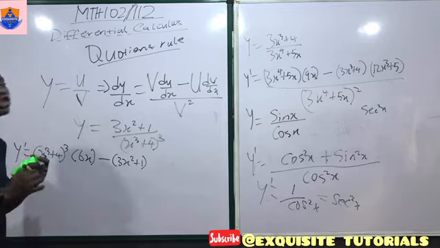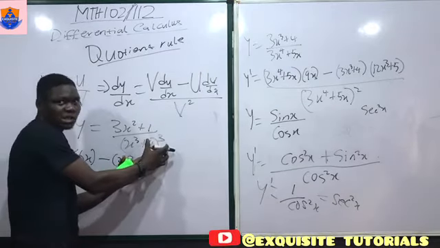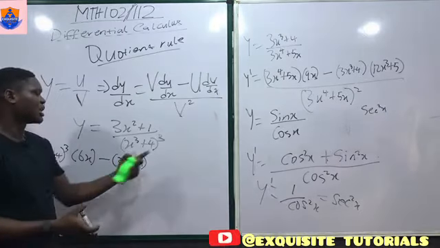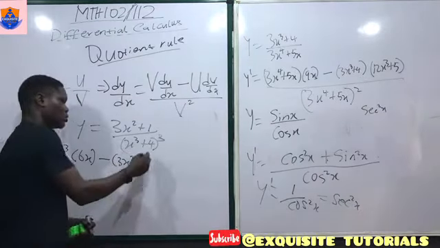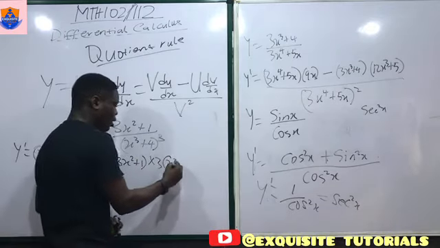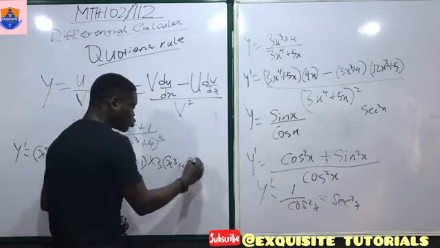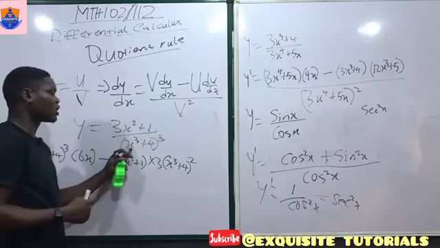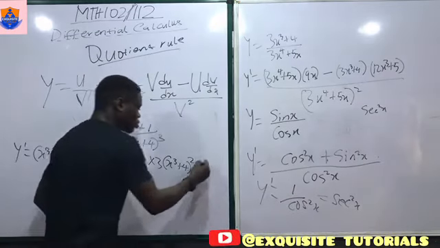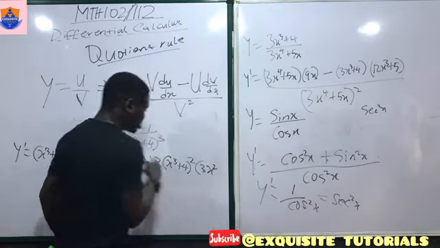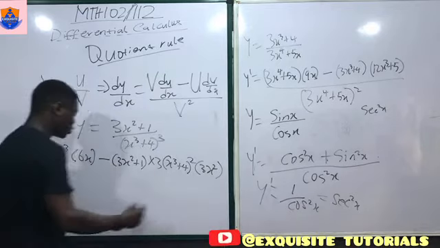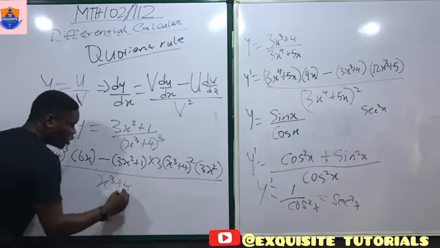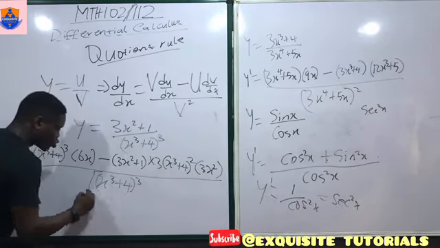Then differentiate the denominator. Now there's a power in this denominator. So how do you differentiate that? You use your chain rule, which means that this power must come down first. Then you subtract 1 from that power. So this becomes 2, since 3 minus 1 is 2. Then you differentiate whatever is inside. When you differentiate x cubed, you have 3x squared. So you have 3x squared plus 0, because the differentiation of a constant is 0. Then everything all over the square of the denominator, so you square the denominator.